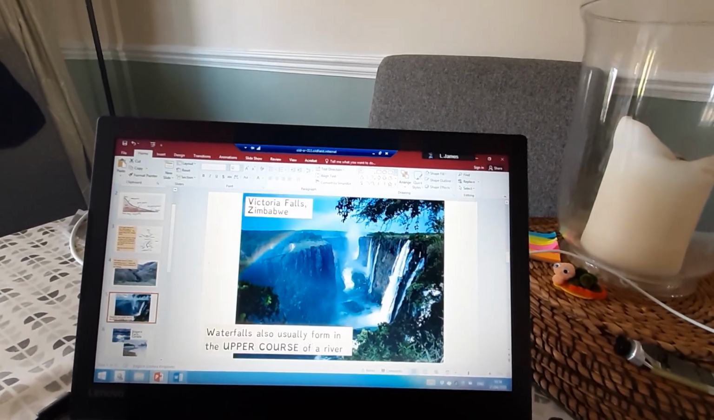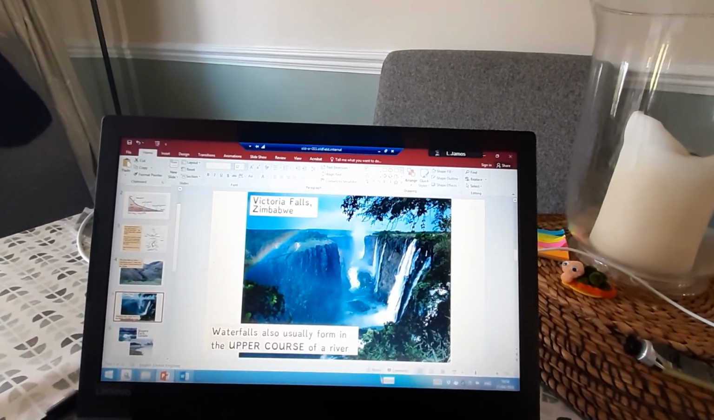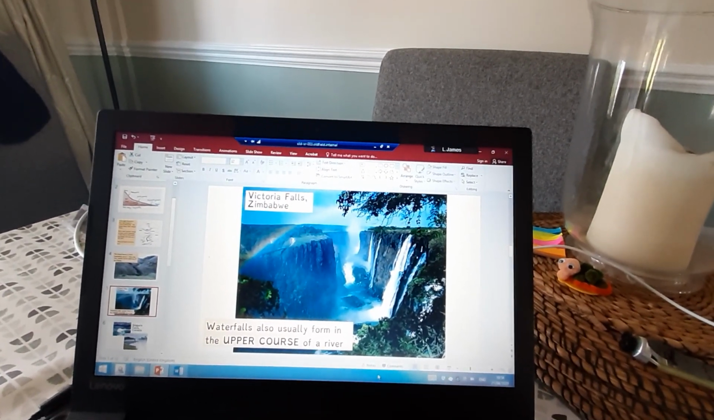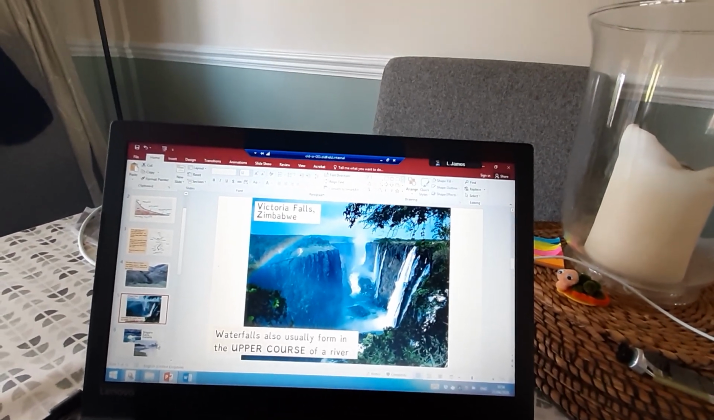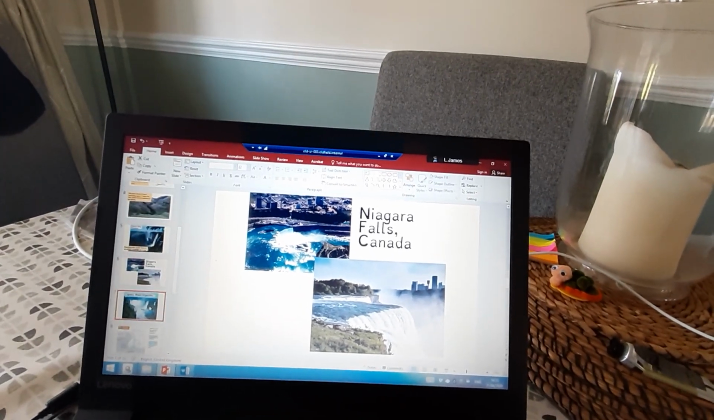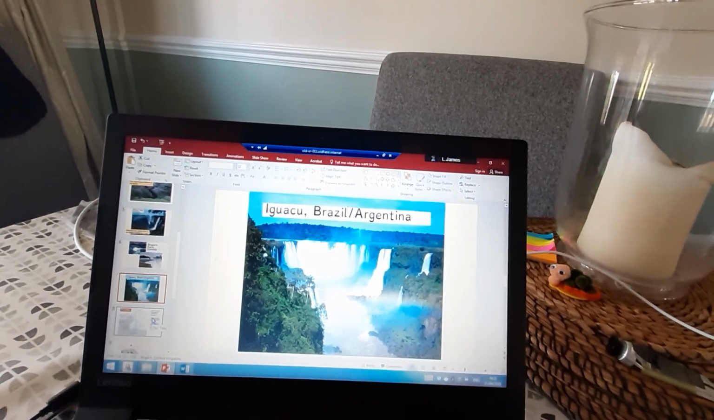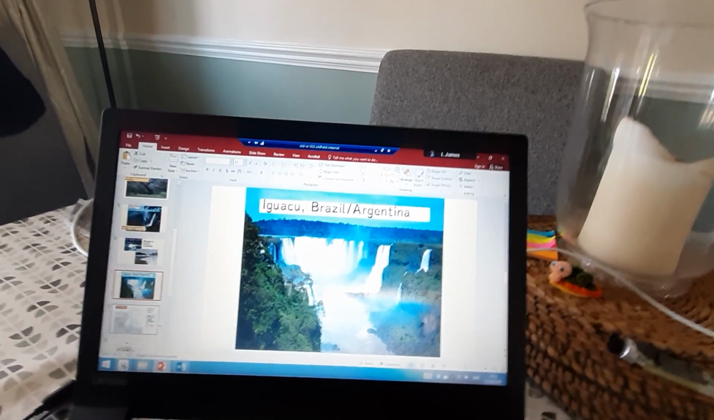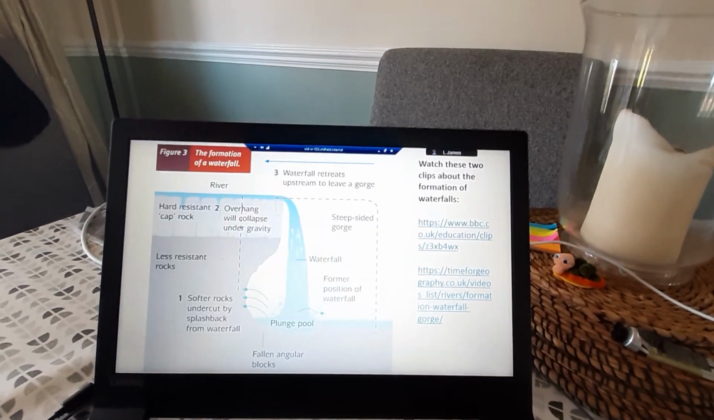Now, the main feature we're going to look at today are waterfalls. And we're going to learn about how waterfalls form. So these usually form in the upper course of a river. Okay, this is Victoria Falls in Zimbabwe, some famous ones here. You've got Niagara Falls and a waterfall on the Brazilian-Argentinian border as well, just to enjoy the pictures of some beautiful places. So, formation of waterfalls.